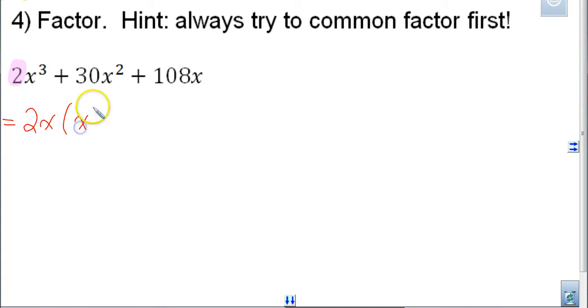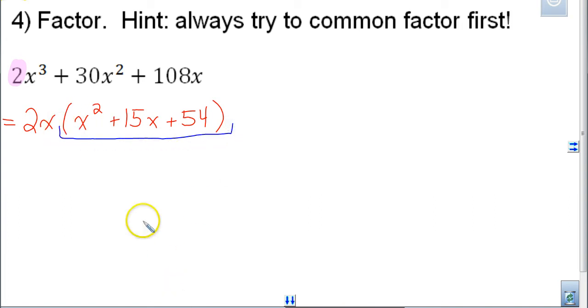So if I divide everything by 2x, I'm left with x squared plus 15x plus 54. So now I'm left with, in the brackets right here, a trinomial that I can factor just like we did before, but the only difference is with our final answer, we'll still have this 2x out front. That common factor does not disappear. We're not dividing it and it disappears somewhere. It will remain there for the final answer.